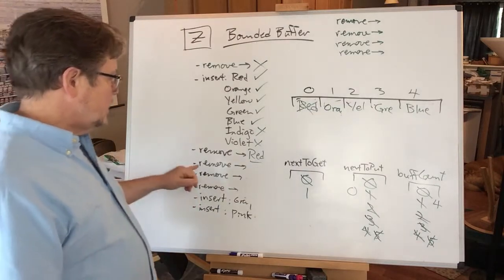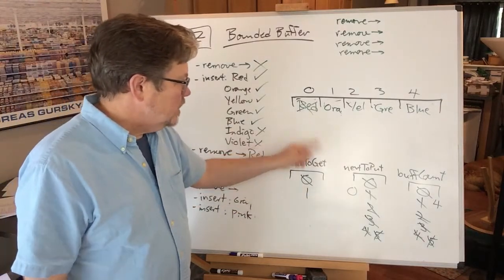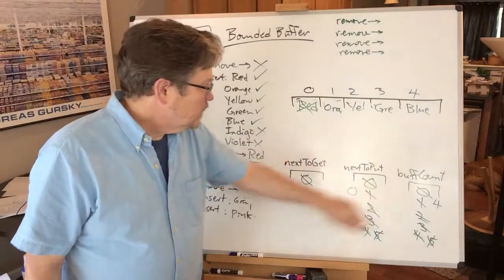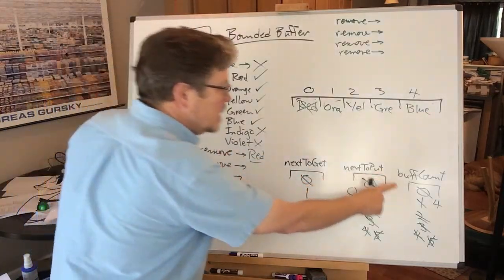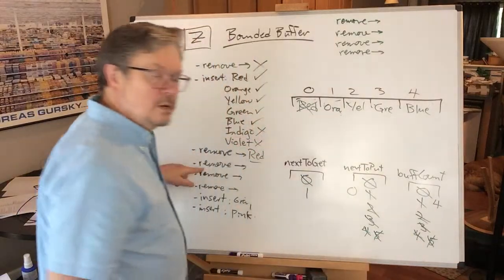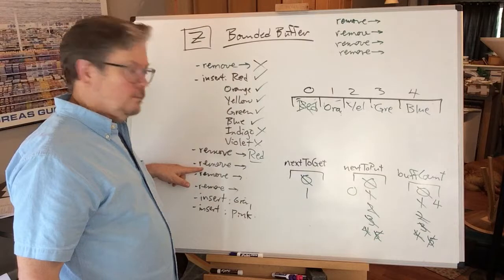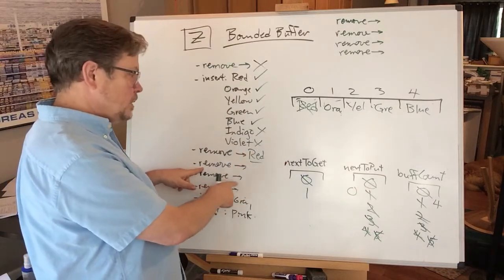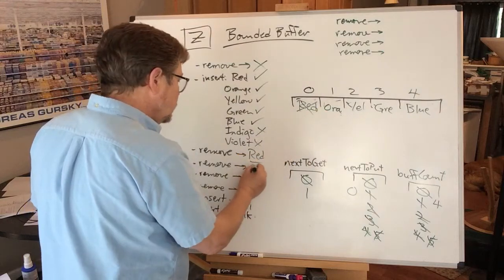Lost my place again. Am I up to date? My next to get will be 1. Next to put will be 0. That's still okay. The buff count is 4. Do a remove. Remove, yes. Buff count is more than 0. Whenever buff count's more than 0, the remove operation will be successful. 4 is definitely more than 0. Where do I get what I'm going to get? I get it from next to get, which is 1, orange.